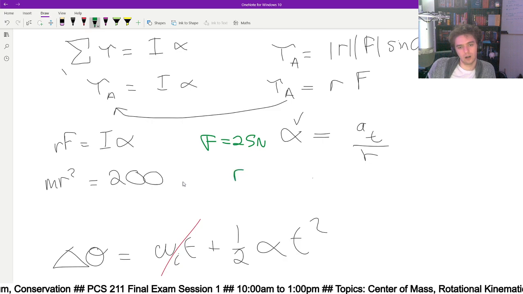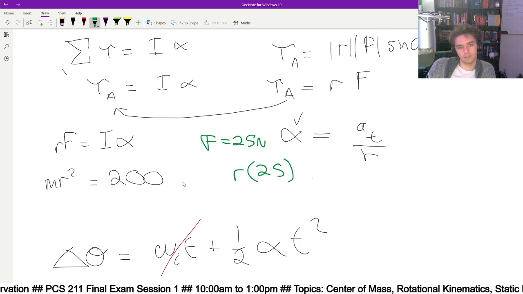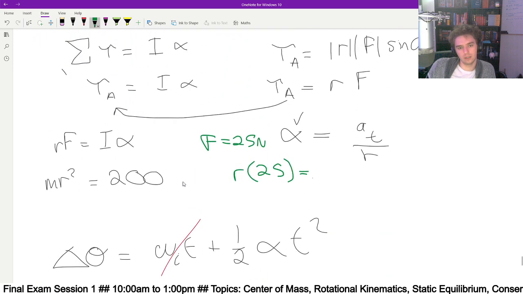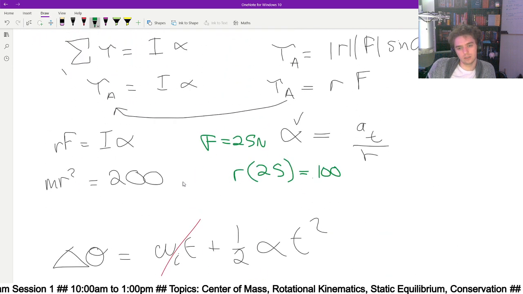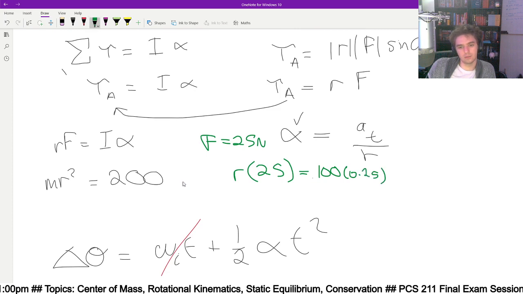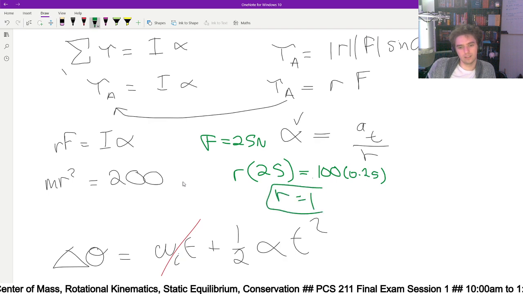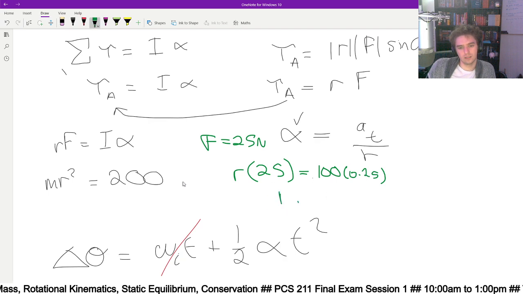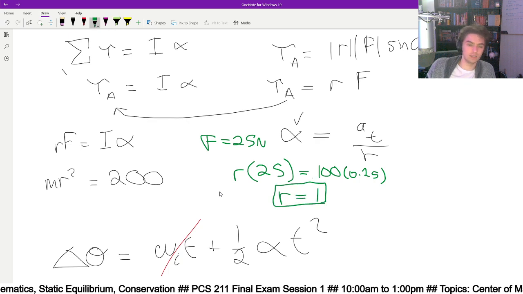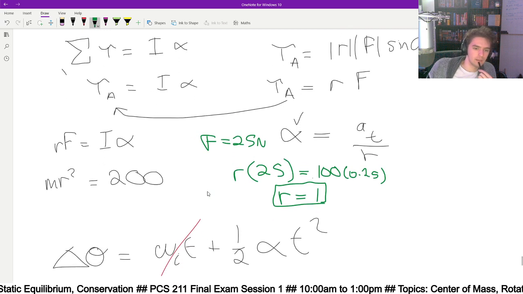So R times 25 equals 100 times 0.25, so it's just 1. R equals 1. Is that what they want us to do? I guess that is. Do we have a pair we have an answer to?